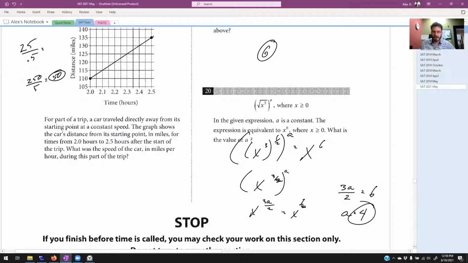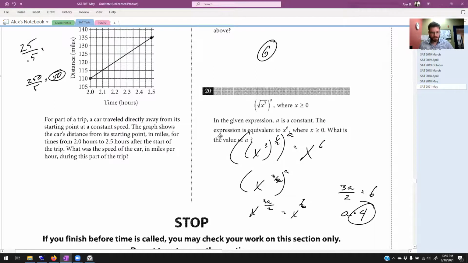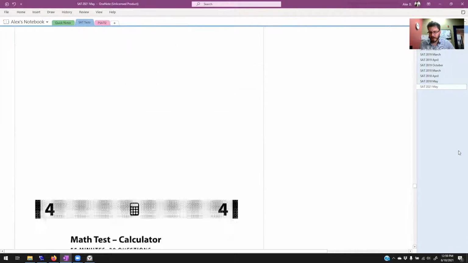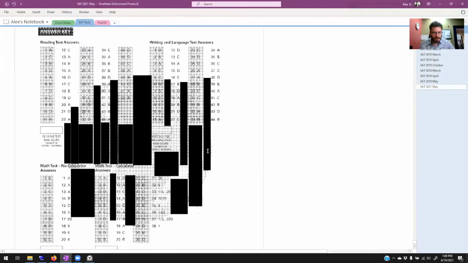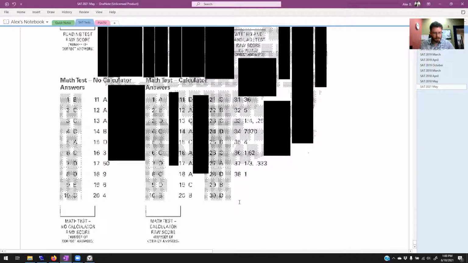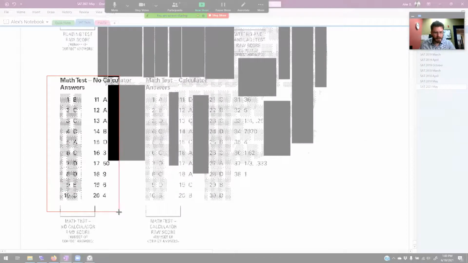And we're done. And that is the no calculator section in 9 minutes. Let's see how accurate we were. I'm going to go grab a screen cap of the answer key, at least the answer key that was provided with this test. Again, I don't know if this is an authentic exam, but it felt like one. I didn't feel anything that was suspicious there.